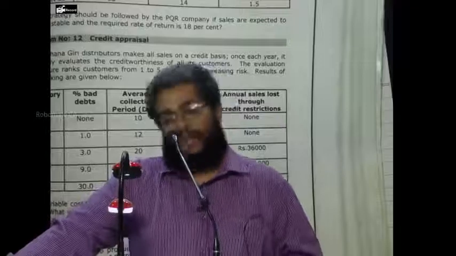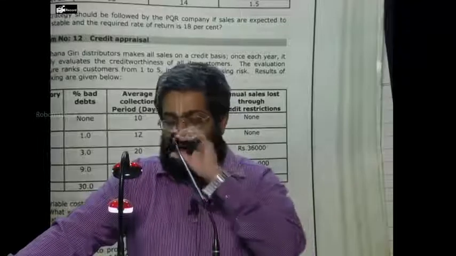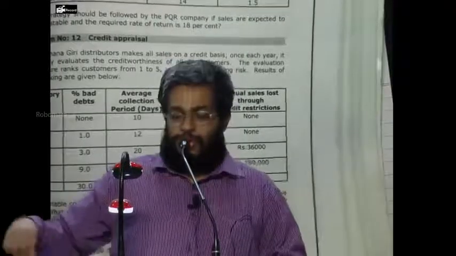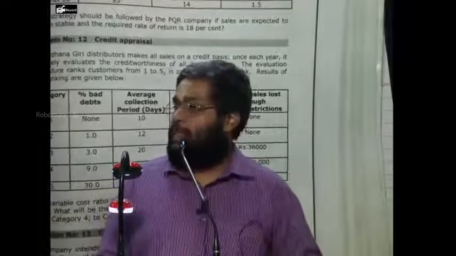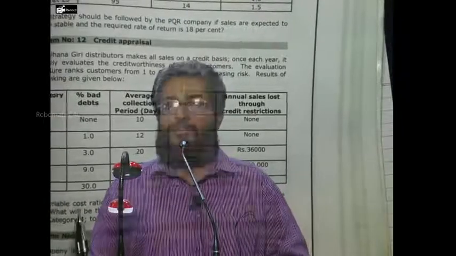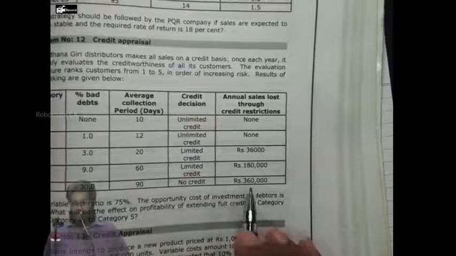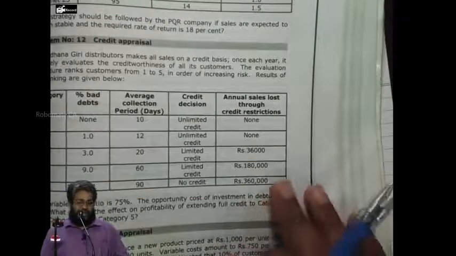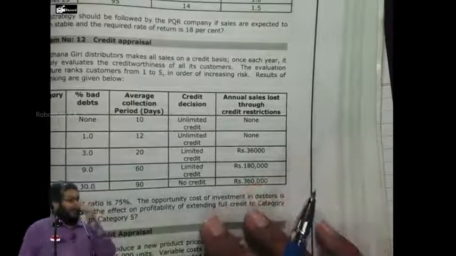Category 4. Tell me the calculation. 1,80,000 into 9%. Tell me the amount. 16,200. Category 5, 3,60,000 into 30%. How much? 1,08,000. Category 5, 1,08,000. Total all the three.